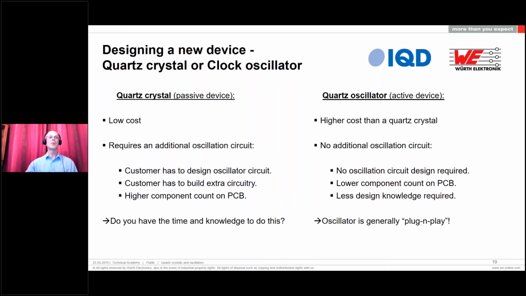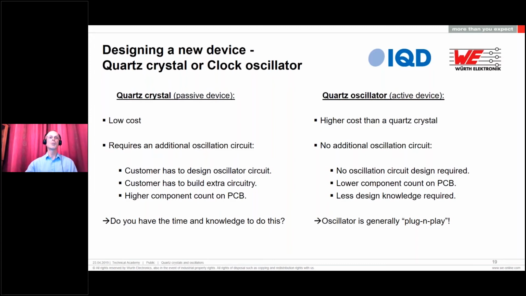For a crystal, you as the customer have to design the oscillator circuit. You as the customer also have to build extra circuitry, and the component count on the PCB is generally higher. However, for an oscillator, there's no circuit design required, it's a lower component count, and less design knowledge is required. So for a crystal, it's a cost offset between that and design knowledge. For a crystal, do you have the time and knowledge to do this? Whereas generally an oscillator is plug and play. Only you as the designer can make that choice.